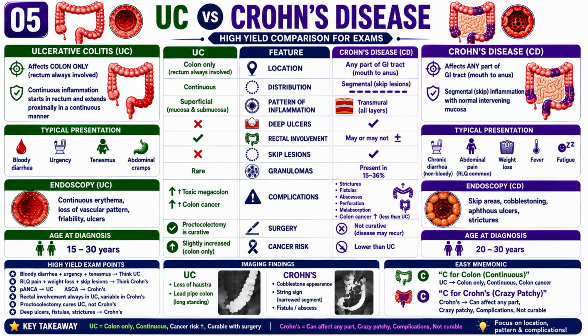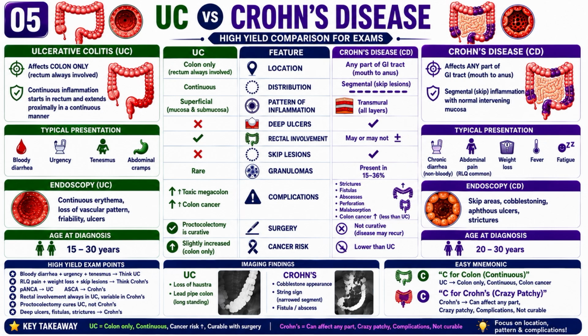Fourth, ulcers. Deep ulcers are characteristic of Crohn's. Fifth, rectal involvement. It is more in UC but may or may not occur in Crohn's. Granulomas are rare in UC but may be present in Crohn's. Now, coming to the complications, UC commonly causes toxic megacolon and increased colonic cancer risk. Crohn's commonly causes strictures, fistulas, abscesses, perforation, and malabsorption. Proctocolectomy is curative in UC, but surgery is not curative in Crohn's because recurrence is common.